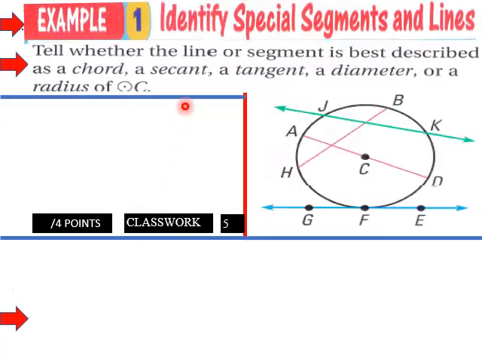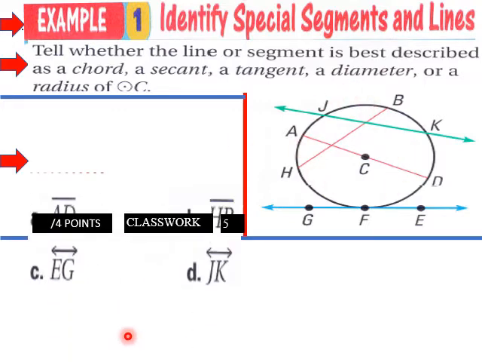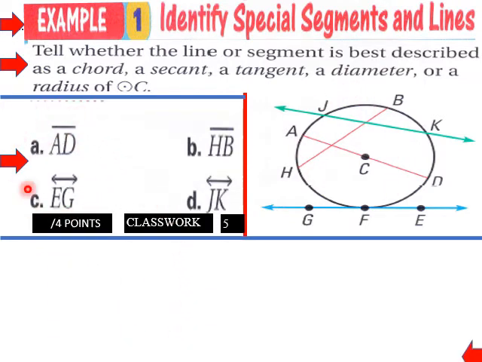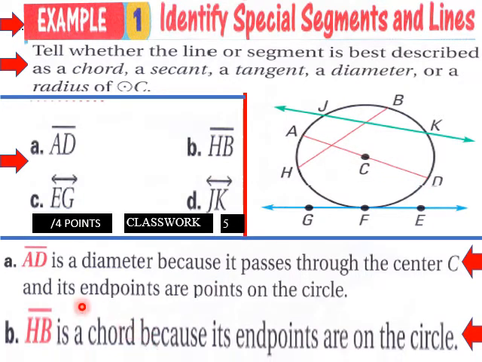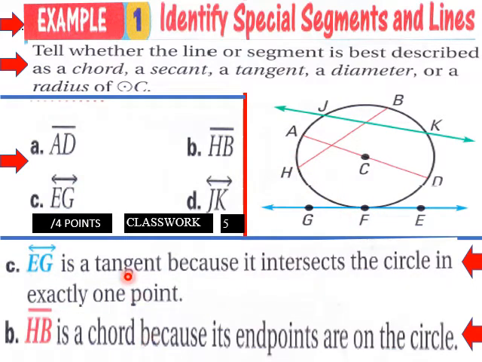Page 5 of classwork. Identify special segments and lines. Which line or segment is best described as a chord, secant, tangent, diameter, or radius of circle C? For example, here are choices. AD is a diameter that passes through the center C, and its endpoints are points on the circle. So line AD is a diameter. Then line HB is a chord. Its endpoints are on the circle. And then EG is a tangent because it intersects the circle at exactly 1 point.